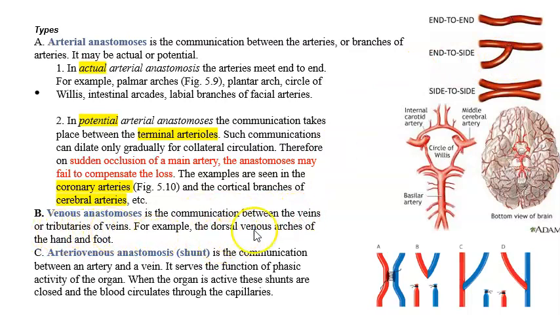Where will you find this? In the dorsal venous arches of hand and foot. They're talking about hand and foot. So let's draw a human here so that you won't forget. So here's a human, right? And here they're talking about the hand and foot.